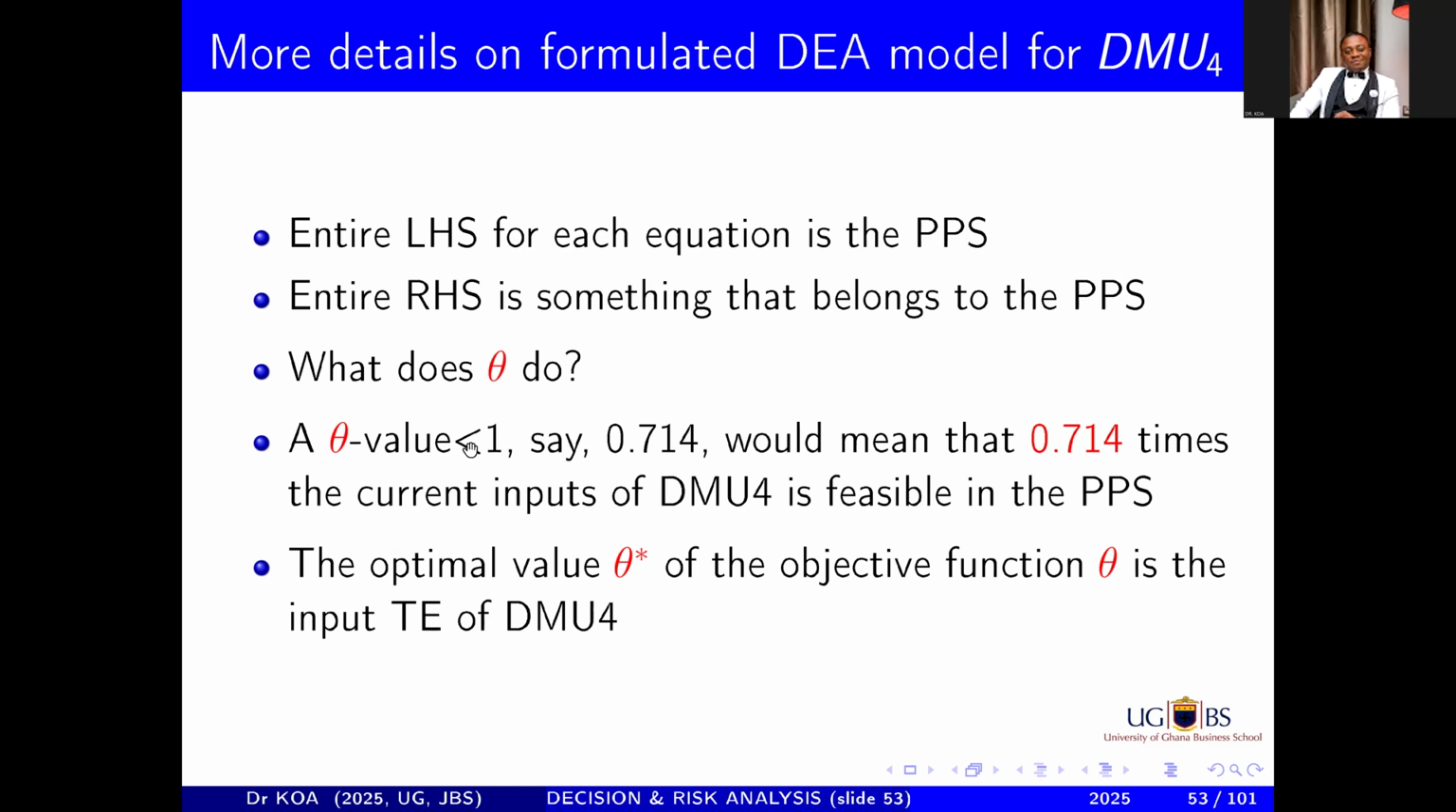A value of less than 1 means the firm is inefficient. In this case, let's say it is 71.4%. It will mean that 71.4% times the current input of the DMU is feasible within the production set. It means that the firm is inefficient by a certain value, and therefore, in order to be efficient, it would have to cut down its input by 1 minus 0.714 times. I'm sure you get it.